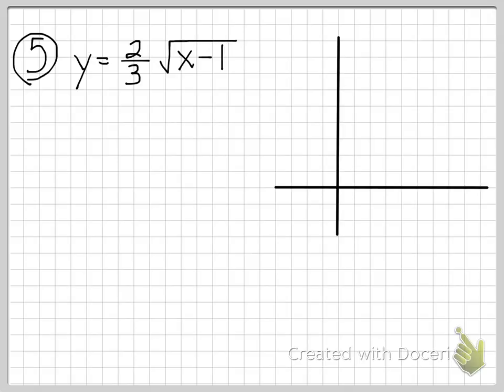Number 5. What kind of radical is it? It's a square root. Okay, so I know square roots go up and to the right. Let's figure out our transformations. The 2/3 out front is actually a compression. I know I'm going to have to multiply by 2/3.